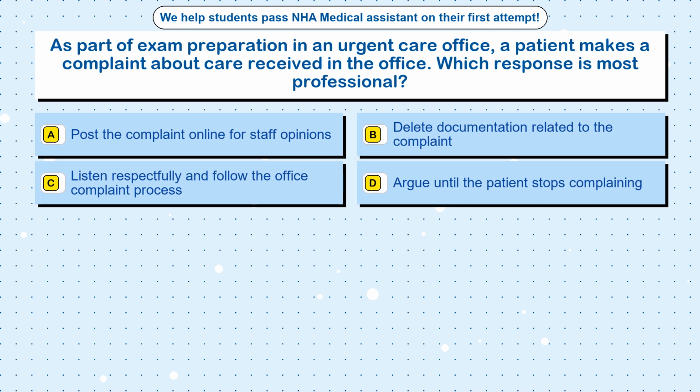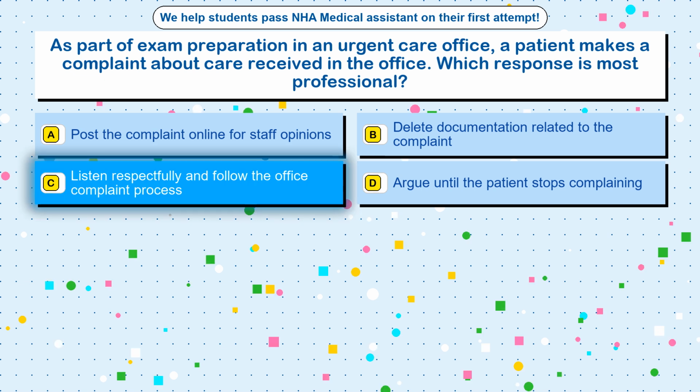Question 65. As part of exam preparation in an urgent care office, a patient makes a complaint about care received in the office. Which response is most professional? Option A. Post the complaint online for staff opinions. Option B. Delete documentation related to the complaint. Option C. Listen respectfully and follow the office complaint process. Option D. Argue until the patient stops complaining. The correct answer is option C. Listen respectfully and follow the office complaint process.